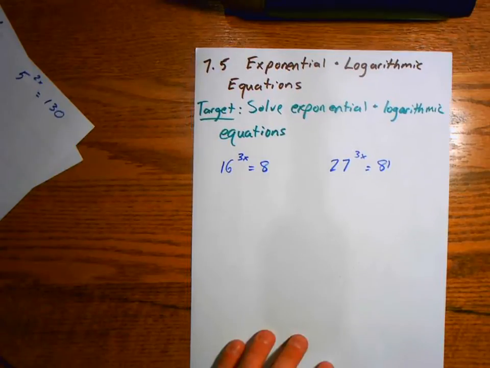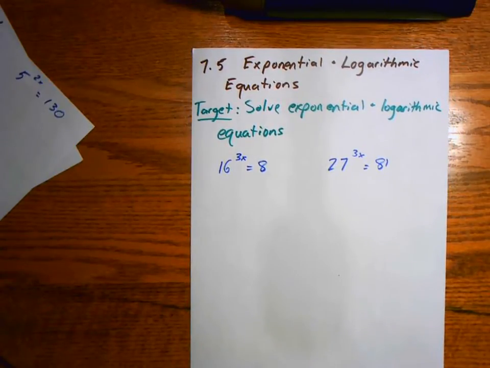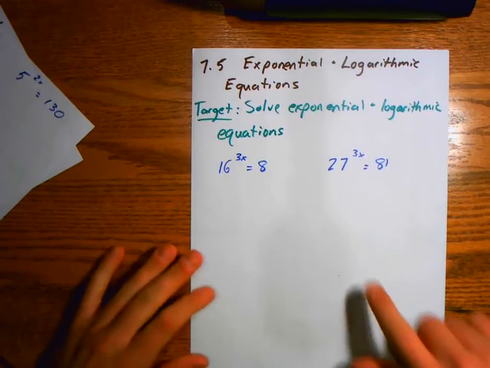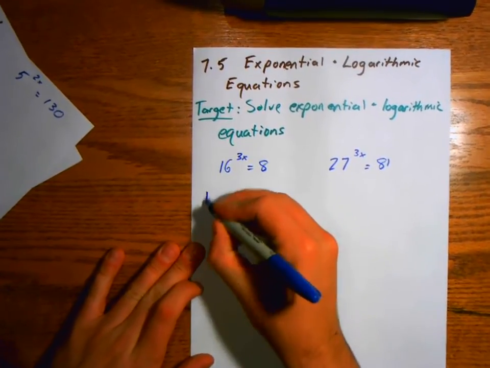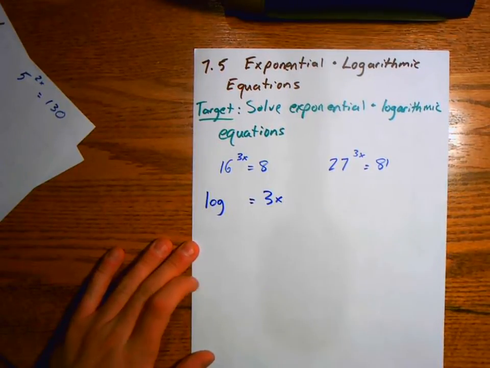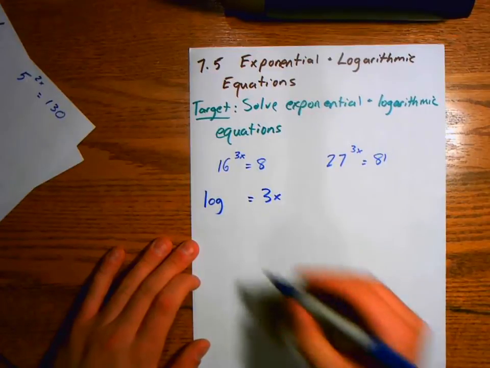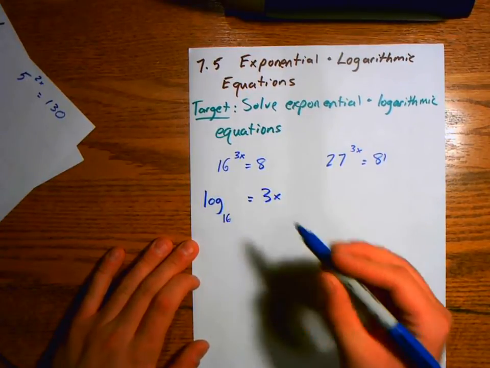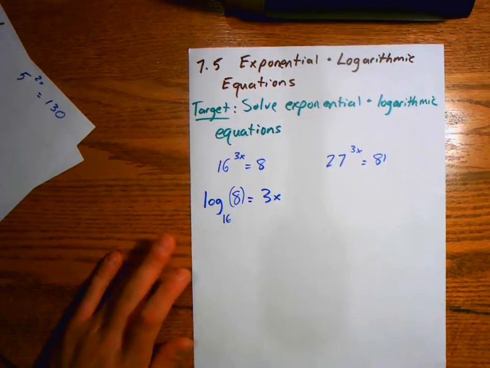The first one is 16 raised to the 3x equals 8. The only way we can get our x by itself is by converting it from exponential form into logarithm. So remember, we always say that logarithms equal exponents. So we have our logarithm equal to our exponent, and the base of our logarithm is the base of our exponent, and we are taking the log of that number.